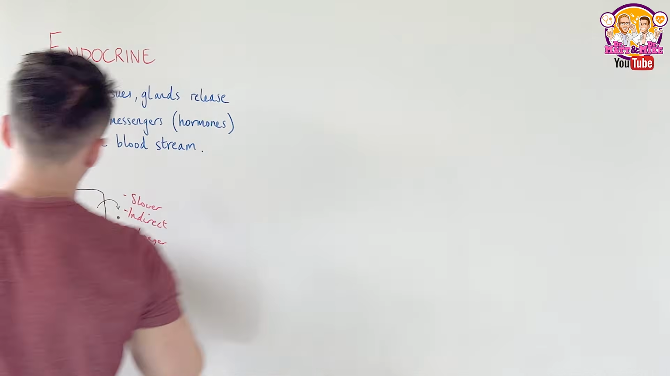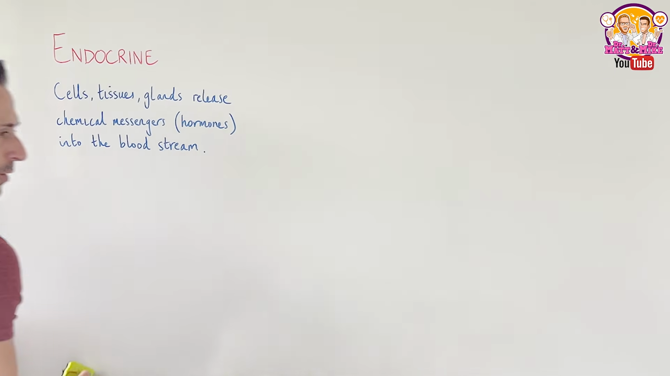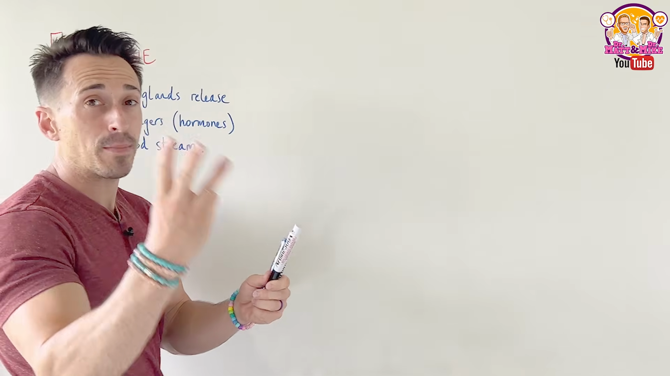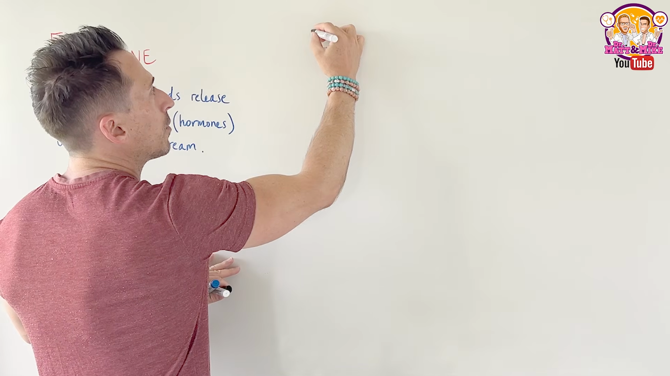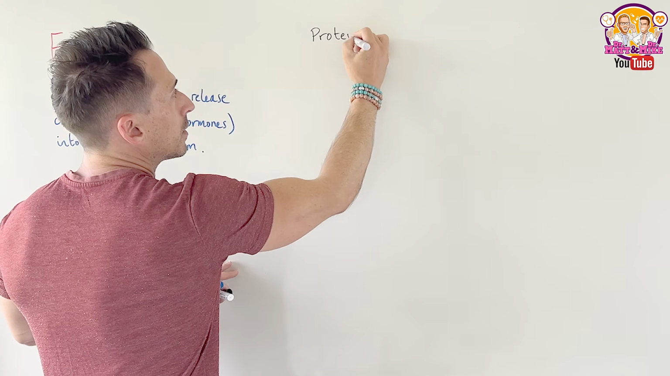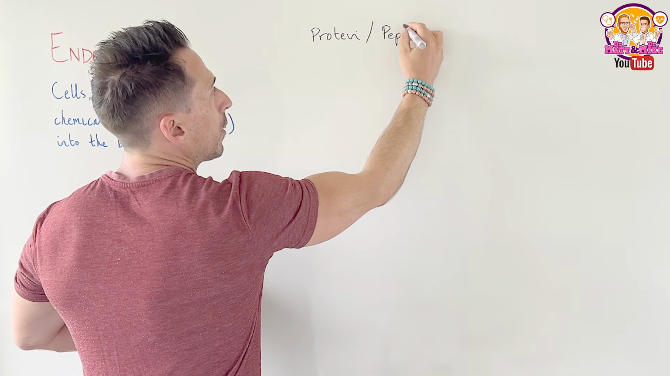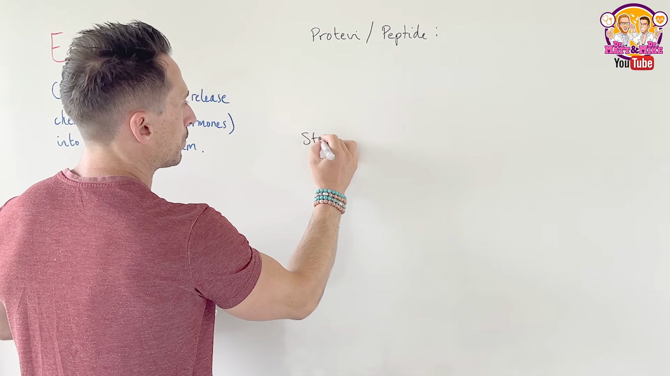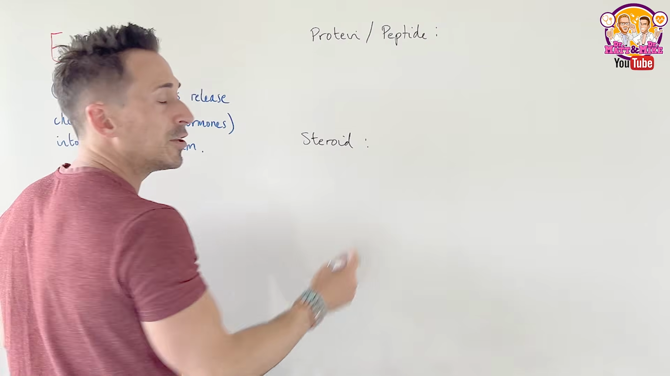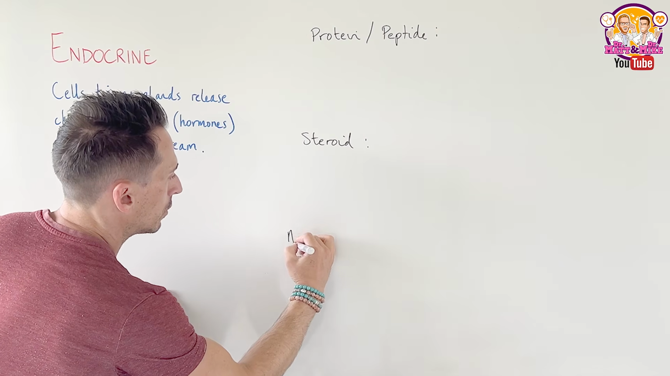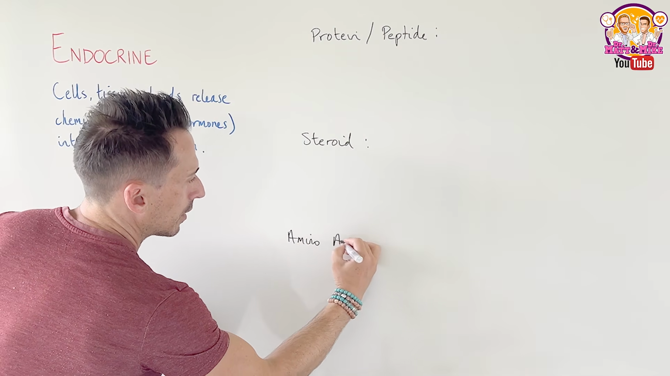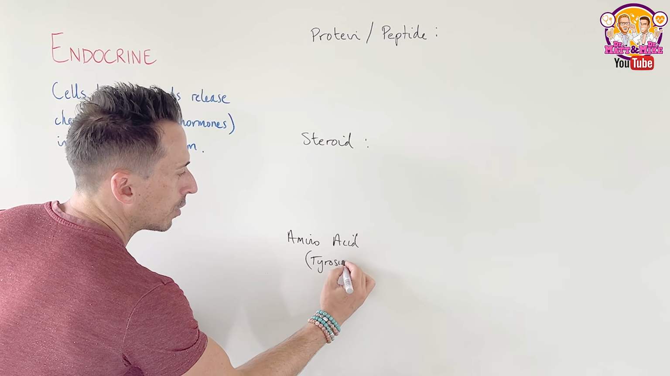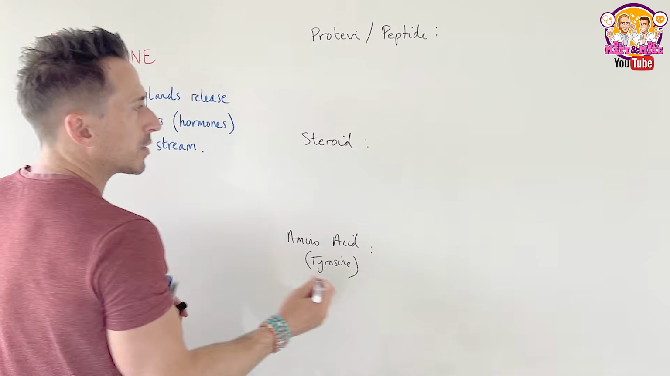So I said they're chemical messengers, but what are the different types of chemical messengers? Well, firstly, let's have a look at the categories. So first thing is, there's three major types of hormone categories. You can have protein/peptide hormones. You can have steroid hormones. And you can have amino acid derived hormones. And to be more specific here, these are from one amino acid called tyrosine. So these are the three categories.